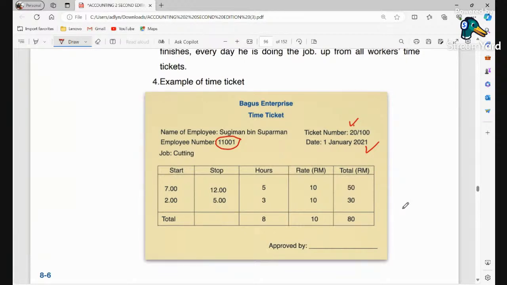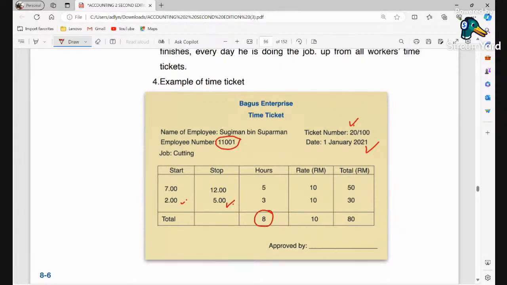Okay, so kalau you tengok dekat sini, dia start pukul 7. Okay, dia akan stop pukul 12. Alright, so for that one particular day, dia bekerja 5 jam pada waktu pagi. Alright, and then dia sambung lagi start pukul 2 and then dia habis pukul 5. Alright, so altogether the shift for Sugiman for that particular day is 8 hours.